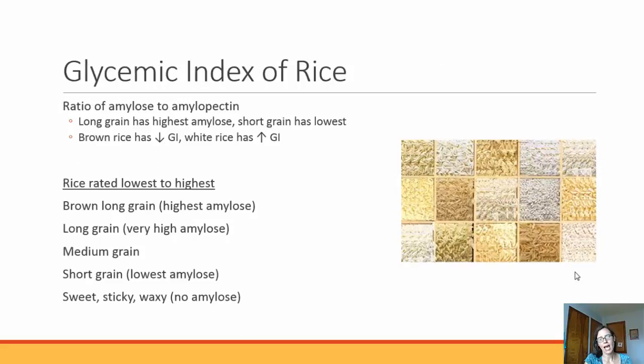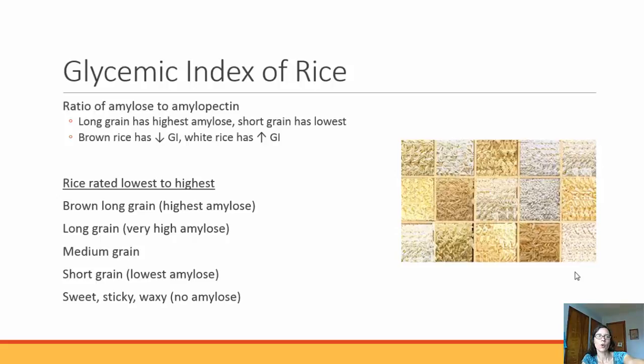One of our most commonly consumed carbohydrate foods is rice, and that can actually have a large variability in the glycemic index depending on what kind of rice it is. While brown rice has a low glycemic index, white rice has a high glycemic index. And here's a list of the ratings from lowest to highest glycemic index.